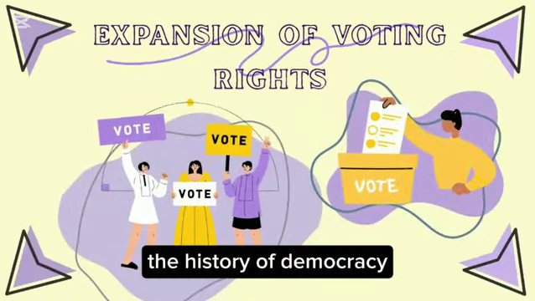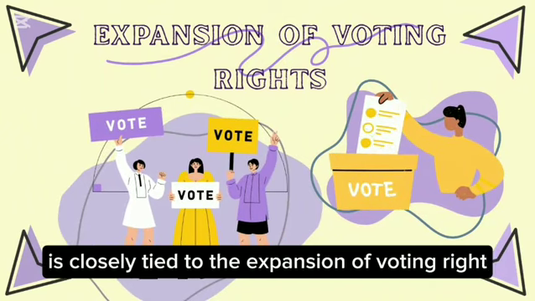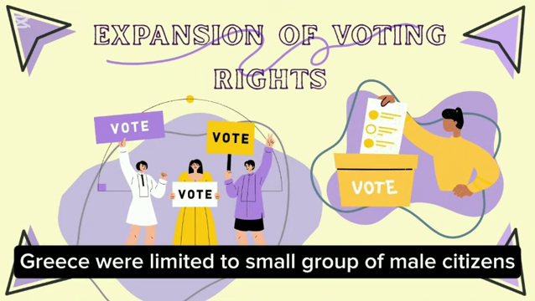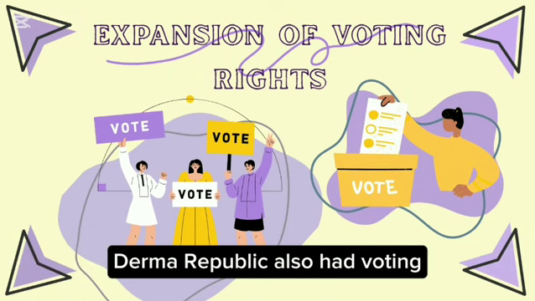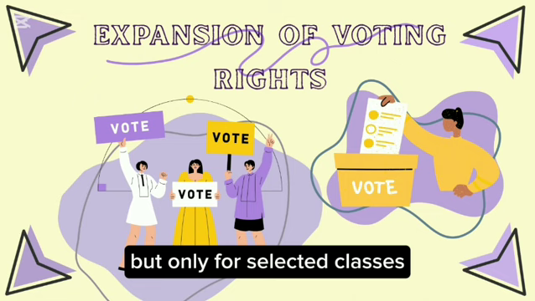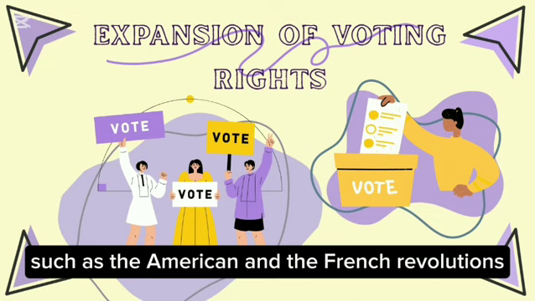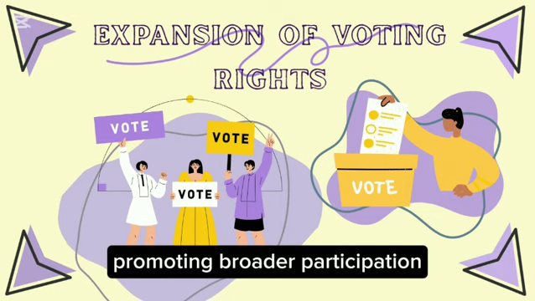The history of democracy is closely tied to the expansion of voting rights. Early democracies, like Athens in ancient Greece, were limited to a small group of male citizens. The Roman Republic also had voting, but only for selected classes. In the modern era, democracy expanded with revolutions such as the American and the French Revolutions, promoting broader participation.